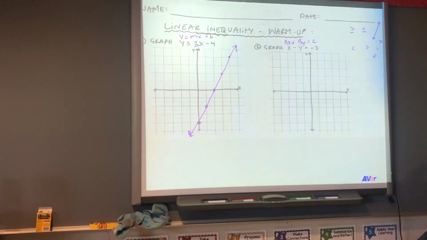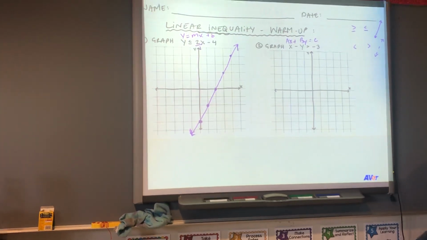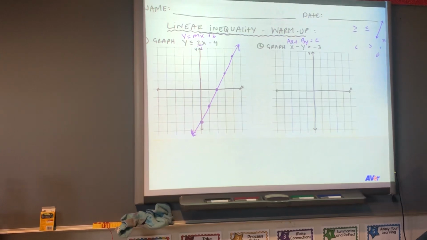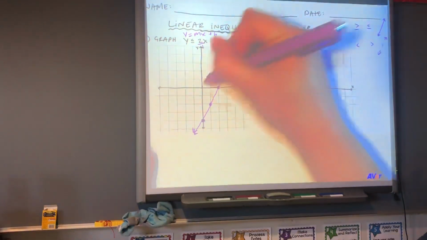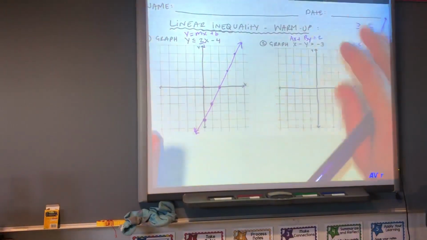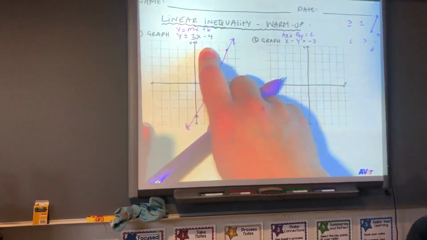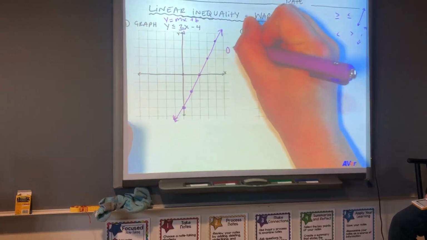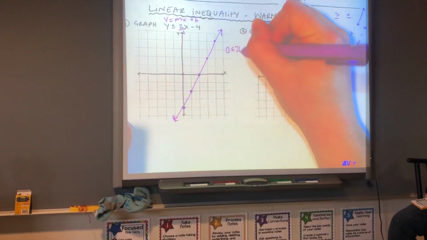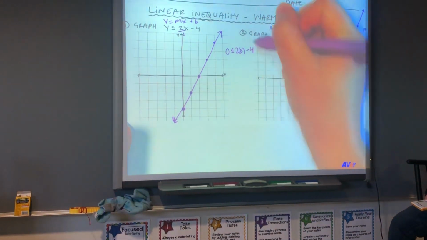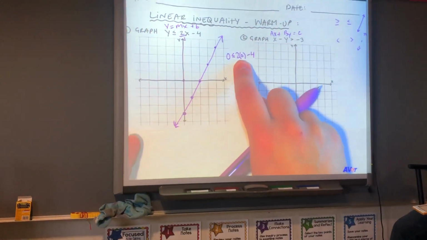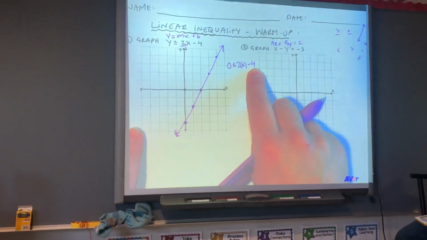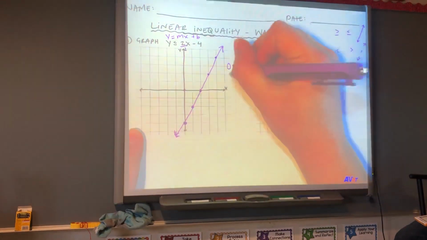Guys, do you remember how we test to figure out where the shading goes? The origin. The origin is the easiest point on the whole graph. It's 0, 0. If I test that within my original equation, I can figure out if it works so I can shade or not. So I'm going to put a 0 in for y and a 0 in for x. 2 times 0? 0. 0 minus 4. -4. So I have 0.